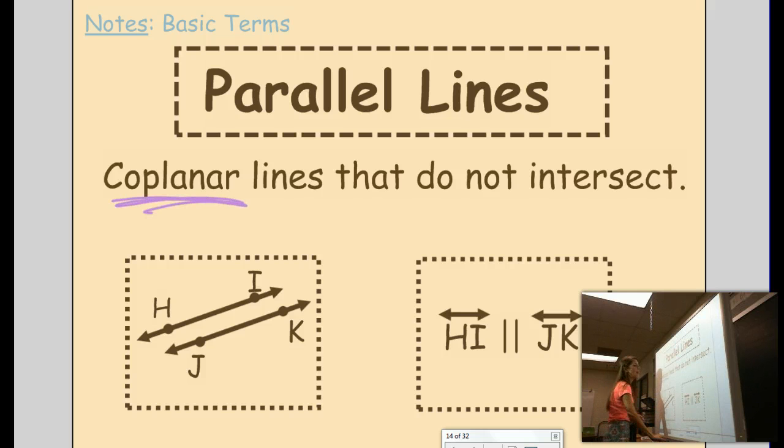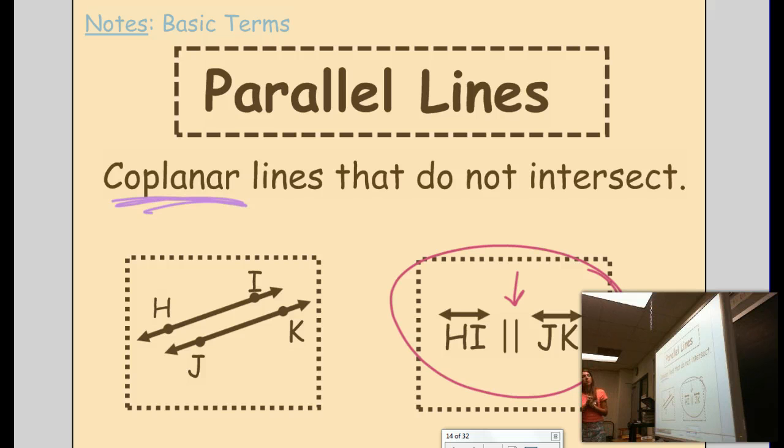What's the first word in that definition? Coplanar. That means no matter what, we have no choice. We could always put a plane through parallel lines. Always, every time. You can never give me a pair of parallel lines that I couldn't stick a plane through. So they are in the same plane. Here's the symbol for parallel right there. It's just two bars.